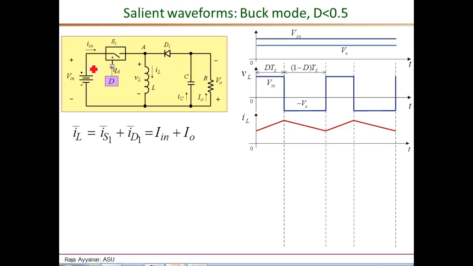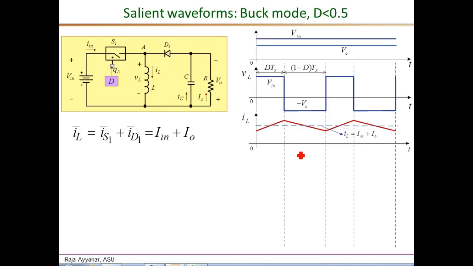IS1, since it is directly in series with the input voltage source, is IN, and ID1 average is equal to IO, which comes by applying KCL at this node. Since the capacitor current average value is 0, ID1 average is simply the IO average. So that is what is shown here. So the inductor current average waveform value which you are looking for is nothing but IN plus IO, and that is indicated by this dotted line.